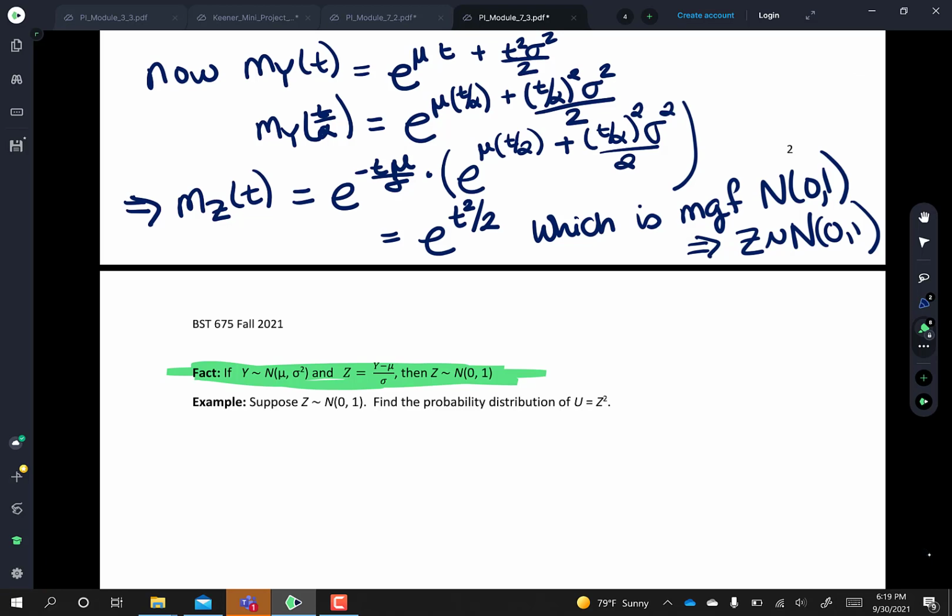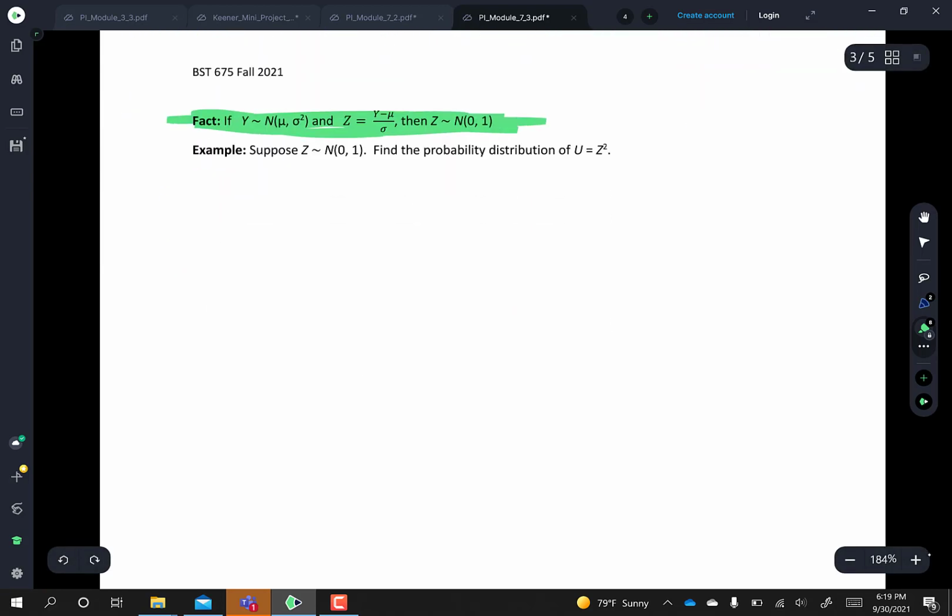All right, let's look at another example. So now we have a Z, which is distributed normal(0, 1). The question is, can we find the probability distribution of Z squared? So now we're going to take the random variable and we are going to square it. So here we have that U is equal to Z squared. What we're looking for is the moment generating function of U evaluated at t.